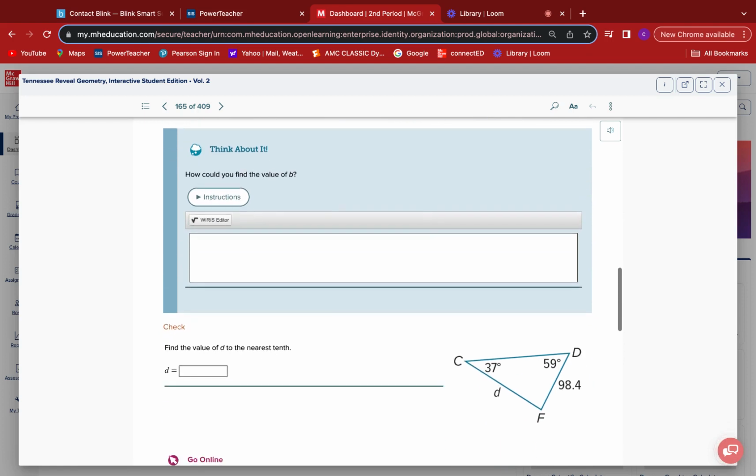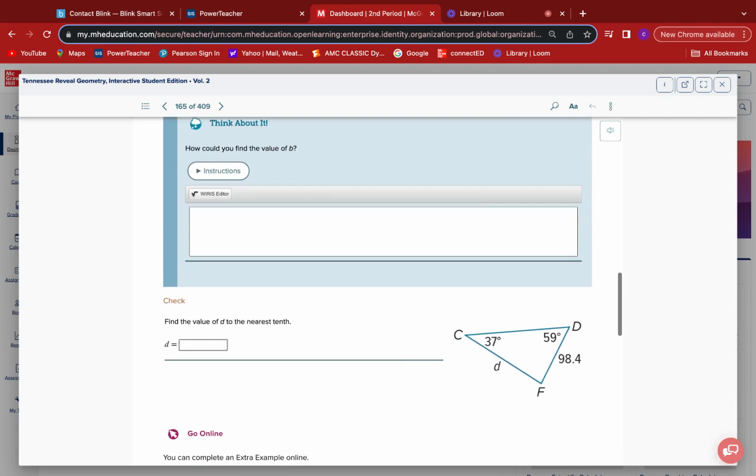All right, let's go to our check. We need to find the value of D. First off, I notice this is not a right triangle. So is it a law of sines or a law of cosines? Well, I've got to have a matching set. I have angle C, and I have the side across from it. This is a law of sines because I have a matching set of C's, and I'm going to use angle D to find little d.